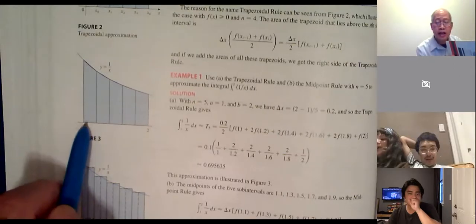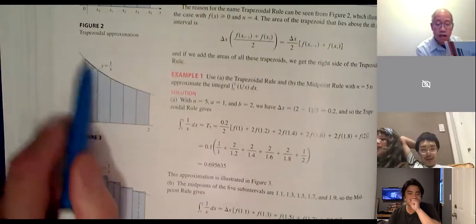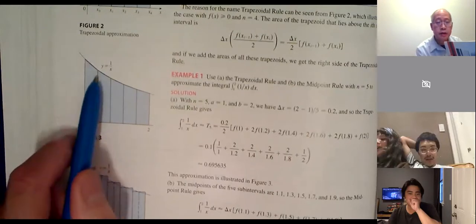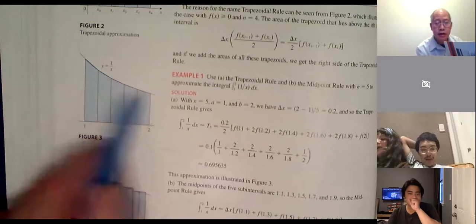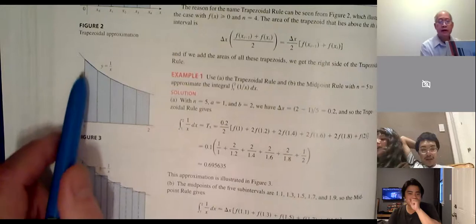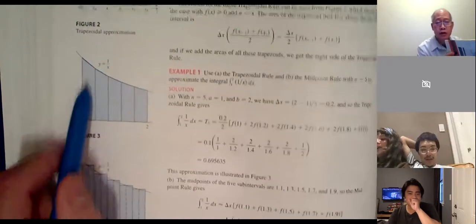Instead of taking the midpoints, just take this top point and this point, and connect them with a straight line segment. Do the same thing from there to there, there to there, there to there, there to there. You take a look at this. This looks very good, right? It looks almost like the true area under the curve if I do trapezoids.